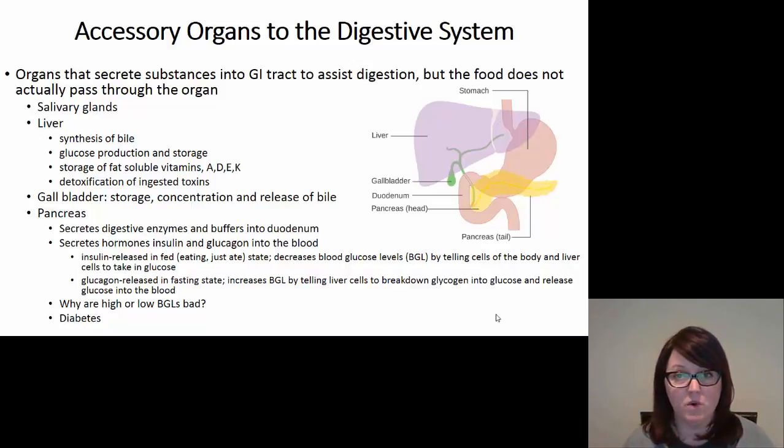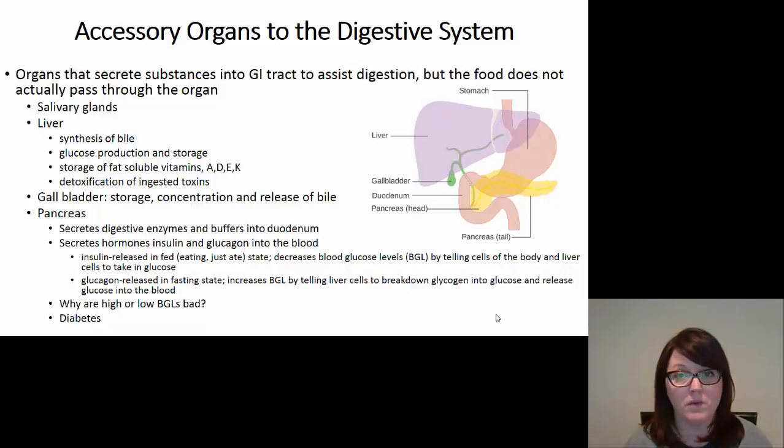The pancreas plays another role that's related to digestion, though, and that has to do with regulating our blood glucose levels. So the pancreas produces two hormones, insulin and glucagon, which both play a role in regulating blood glucose levels.